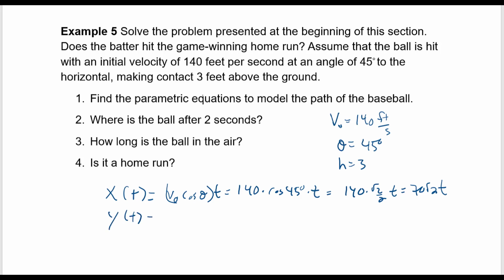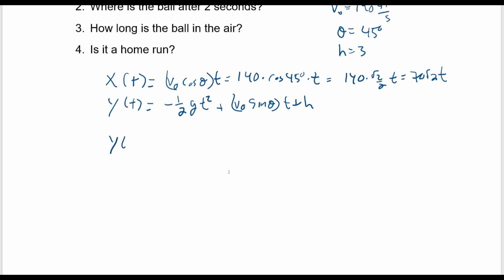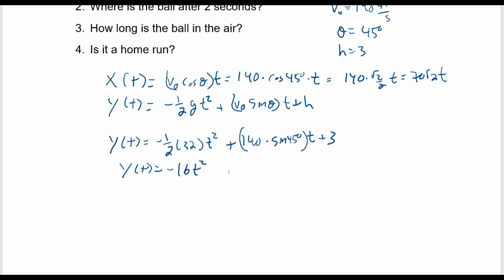And our y of t is -1/2 g t squared plus v naught times sine of theta times t plus h. So let's fill in the pieces we know. This is in terms of feet, so we'll use 32 feet per second squared. y of t is -1/2 times 32 times t squared plus 140 times sine of 45 degrees times t plus 3. So y of t would be -16 t squared plus 140 times square root of 2 over 2 times t plus 3, or y of t is -16 t squared plus 70 times the square root of 2 times t plus 3.